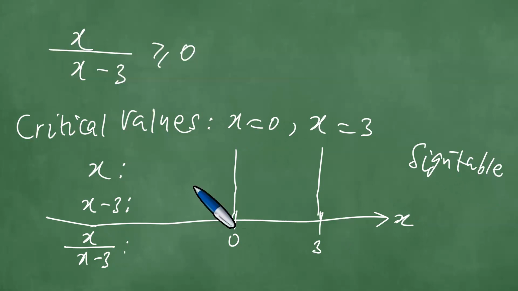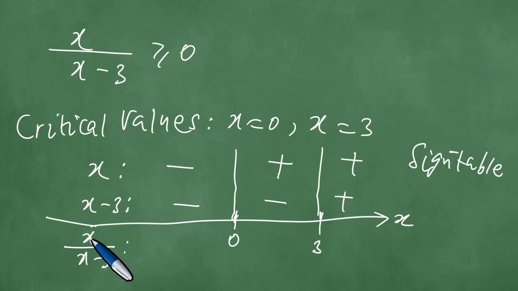Pick a random number that is smaller than 0, like -2. You put it in the place of x, you're going to have a negative. Putting it here, -2 minus 3 is going to be negative. Between 0 and 3, maybe 1. Putting a 1 in the place of x is going to be a plus 1. 1 minus 3 is going to be a -2. Bigger than 3, pick a random number like 5. Putting 5 in the place of x, it's a plus. 5 minus 3, it's a plus. This says divide, it's x divided by x minus 3. You divide, you have a plus. You divide, you have a minus. You divide, you have a plus.